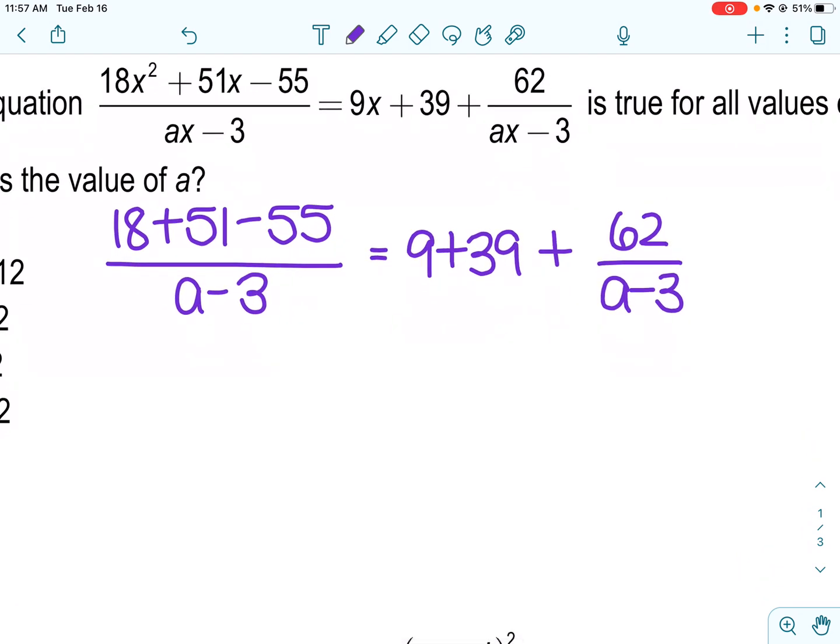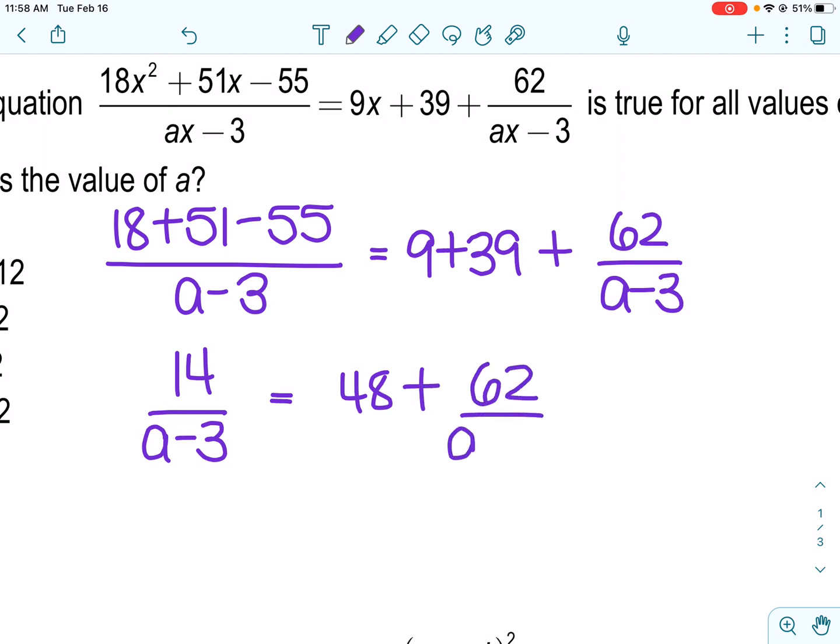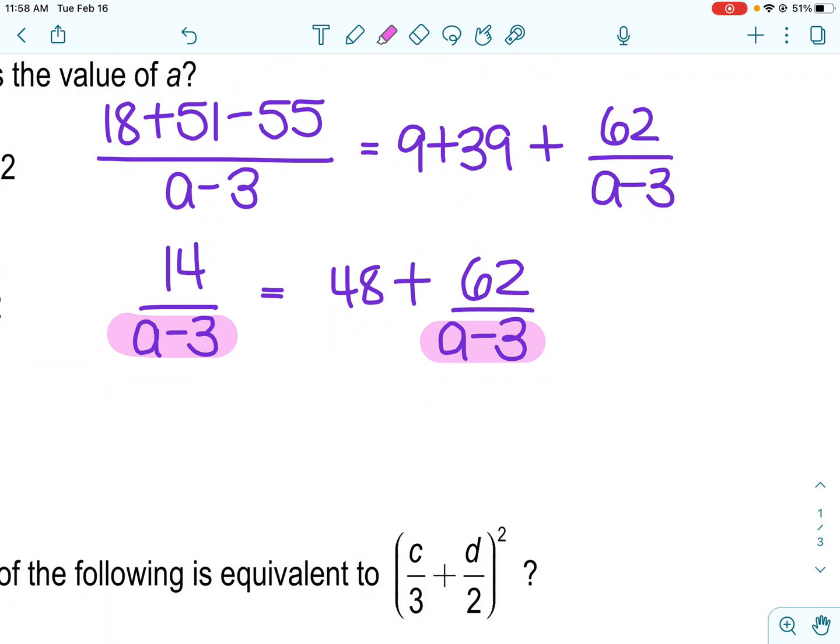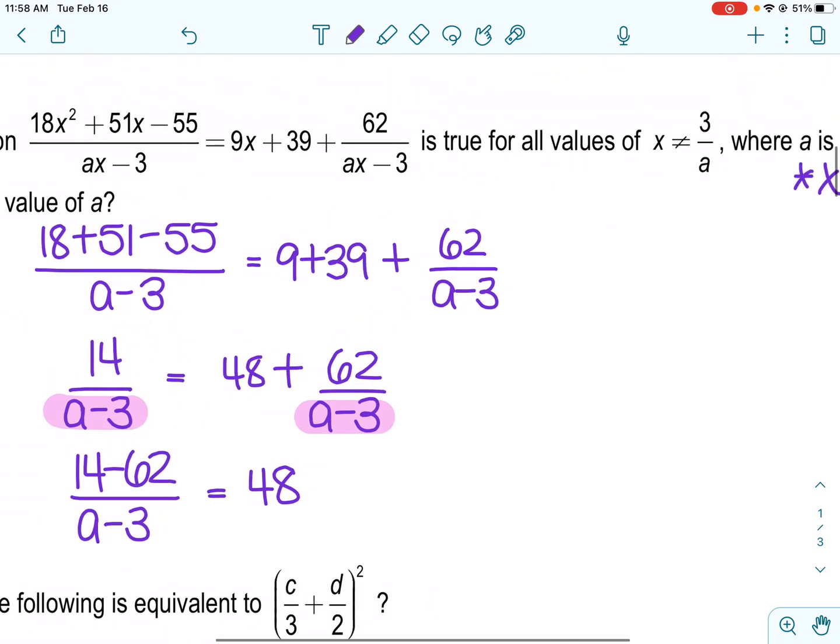Okay, so now I'm going to simplify this. So 51 minus 55 is negative 4. 18 minus 4 is 14. Okay, 9 plus 39 is 48. One thing I notice here is that both of these fractions have a minus 3 as their denominators. Since they have like denominators, I can combine them. So I'm going to subtract over the 62 over a minus 3. 14 minus 62 then would be our numerator. A minus 3 is our common denominator. Okay. 14 minus 62 is negative 48.